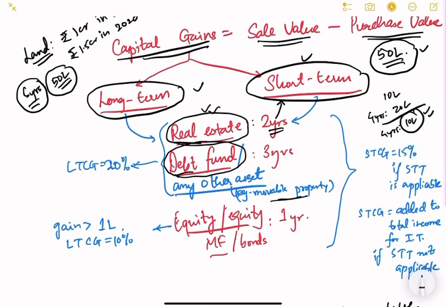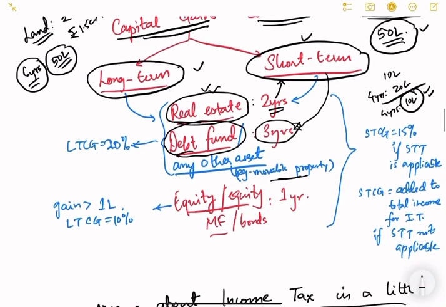And for such kinds of assets, the short term is considered to be 3 years. For the debt fund or any other kind of assets like movable property, the short term is considered to be 3 years. So if within the 3 years you are getting the profit, then it is known as short term gains. If it is a profit after 3 years, then it is known as long term gain for this particular kind of asset.